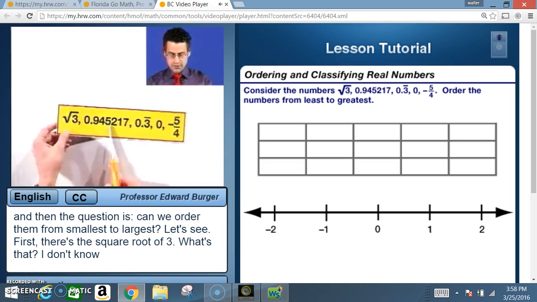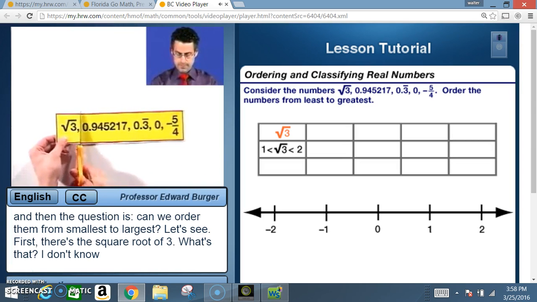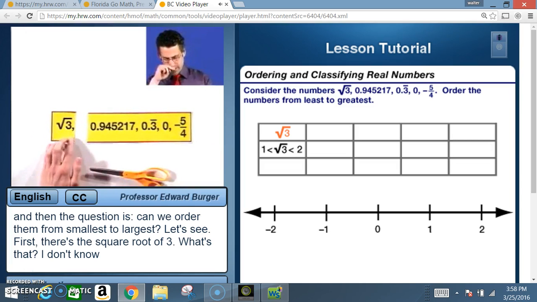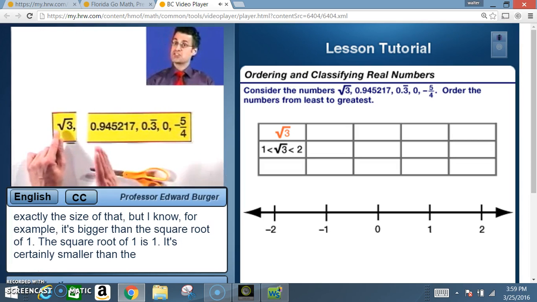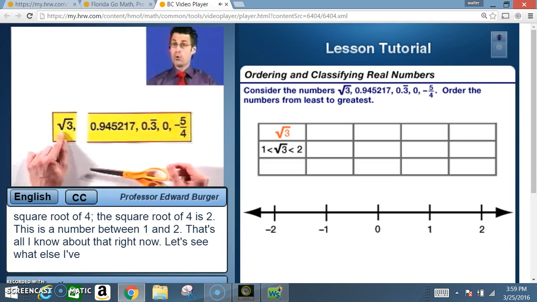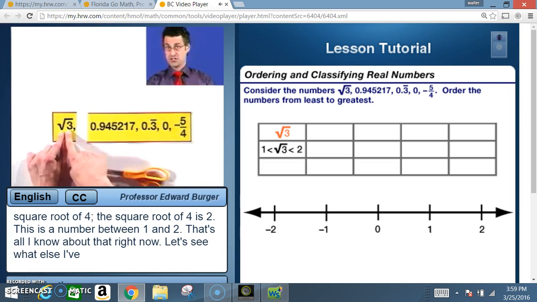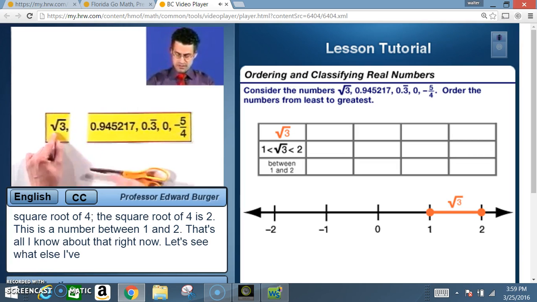First, there's the square root of 3. Now, what's that? Well, I don't know exactly the size of that, but I know, for example, it's bigger than the square root of 1, which is 1, and it's certainly smaller than the square root of 4, which is 2. So this is a number that's between 1 and 2. That's all I know about that right now. Let's see what else we've got.